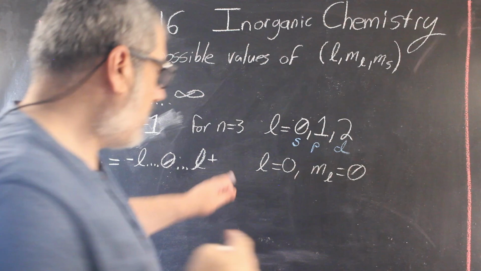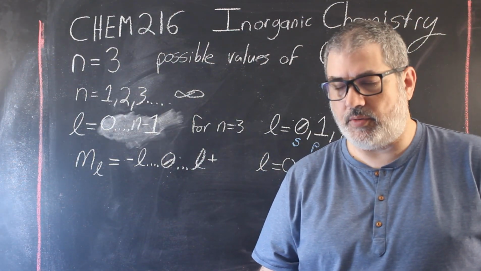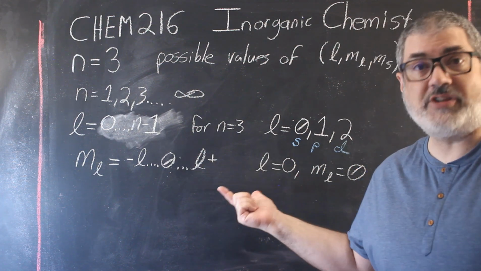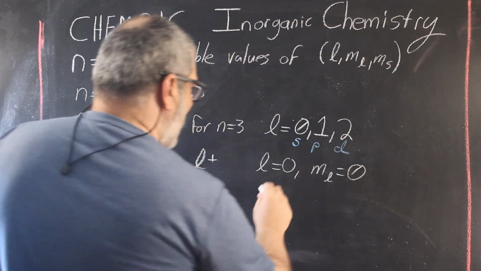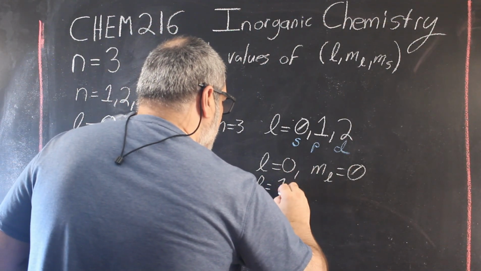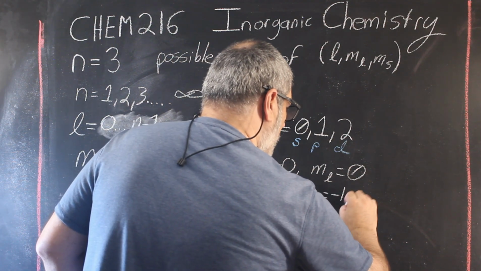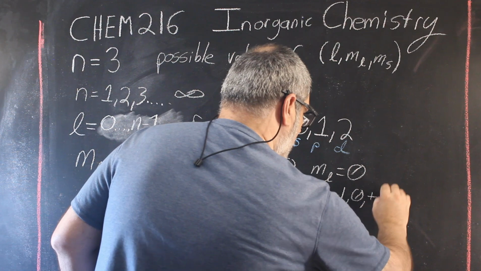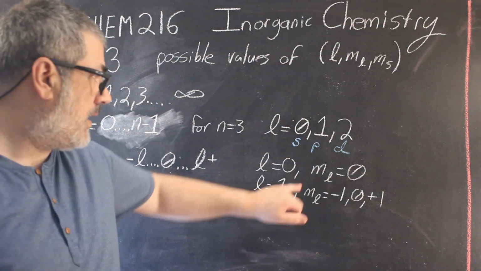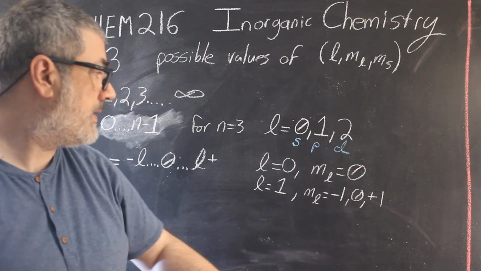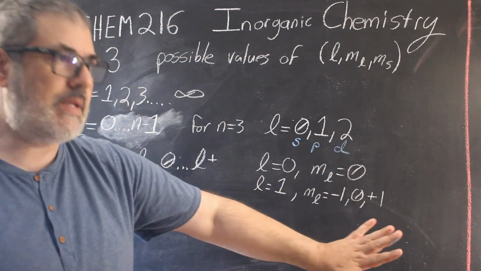As you go through these quantum numbers, my recommendation is to have a periodic table with you, because we're essentially generating the periodic table as we go through each one of these values. So when l is equal to 1, our m sub l is negative 1, 0, positive 1. Our p orbitals. We have one s orbital. When you get to the p orbitals, what happens? You get more.